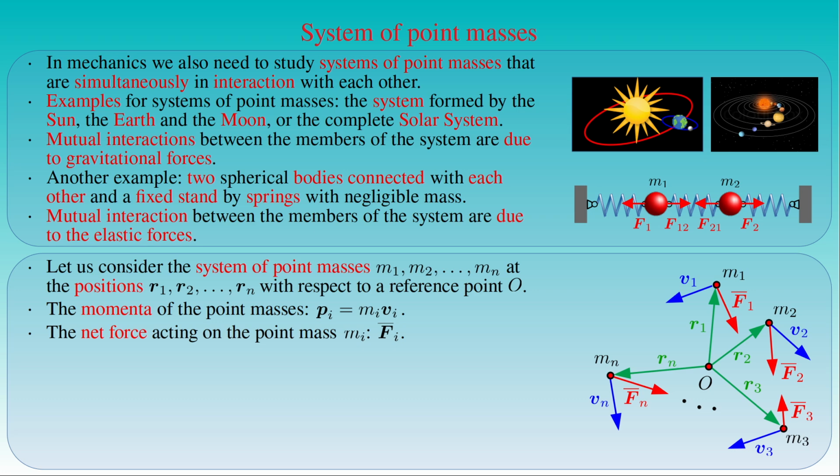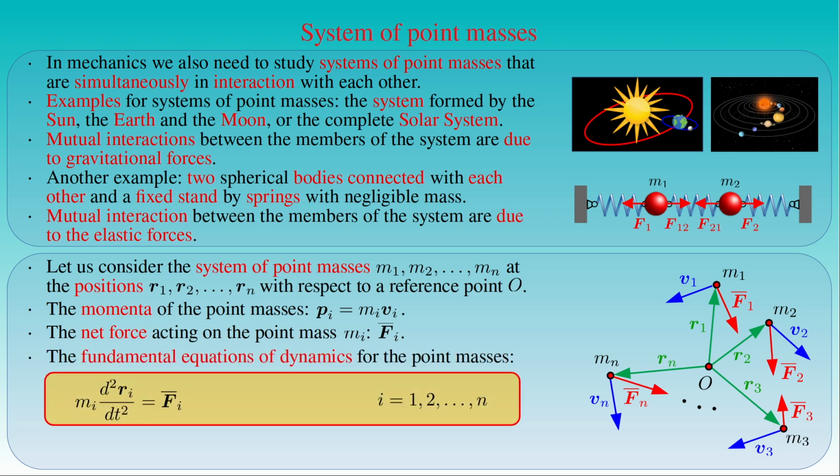Then the fundamental equation of dynamics for each point mass governing the motion of the system of point masses is the following. The mass mi times the second-order derivative of the position vector Ri of the point mass mi with respect to the time t, is equal to the net force F̄i acting on the point mass, where the index i of the members of the system runs from 1 to n. The left-hand side of these equations can also be written as the first-order derivative of the momentum pi of the point mass mi with respect to the time t.